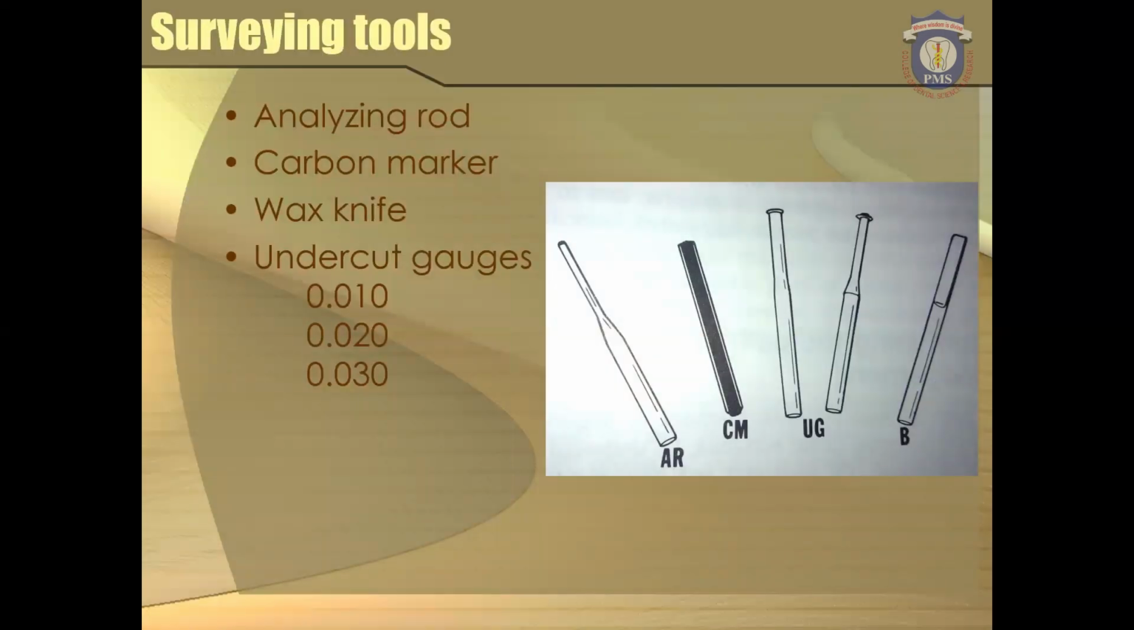So what are the different surveying tools? Different surveying tools are the analyzing rod, the carbon marker, wax knife, undercut gauges. We'll see for what purposes each surveying tool is used. The undercut gauges are of different measurements: 0.010, 0.020 and 0.030 inches. See, there are different measurements for the undercuts, right? So according to the depth of the undercut, you can use different gauges of the undercut gauges.